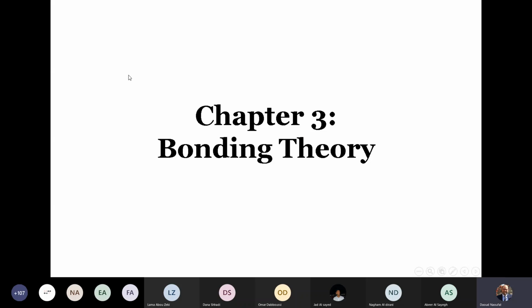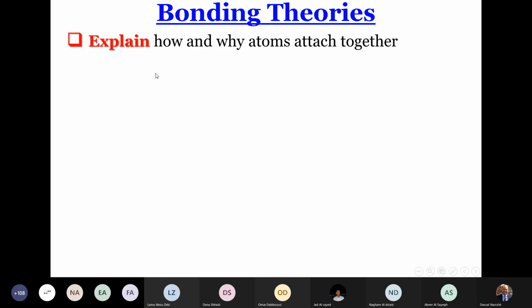Chapter 3, the bonding theory. In bonding theory, we have several theories. We will start first with the theory of Lewis, which draws the valence electrons in a molecule. Why do we draw the valence electrons? Since we know that the valence electrons are responsible for the bonding. This is a theory.